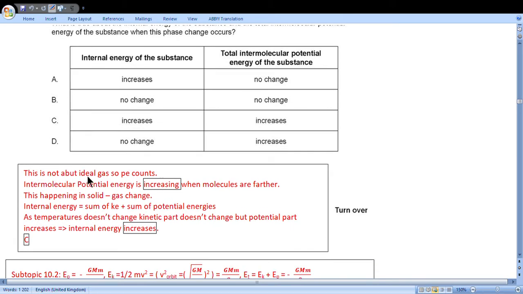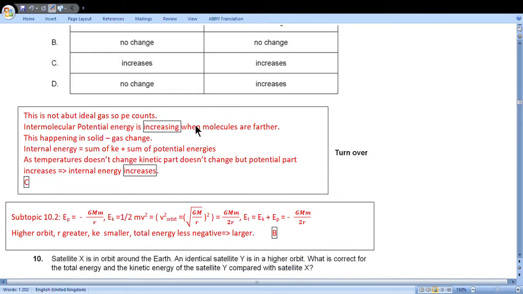This question is not about ideal gas, so potential energy counts. Intermolecular potential energy is increasing when molecules are farther apart. This happens in the solid to gas change. Internal energy is the sum of potential energy and the sum of kinetic energy. As temperature doesn't change, the kinetic part doesn't change, but the potential part increases. Internal energy increases. So we choose C. Internal energy increases and the total intermolecular potential energy of the substance increases.